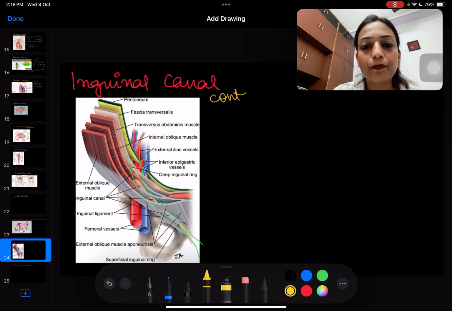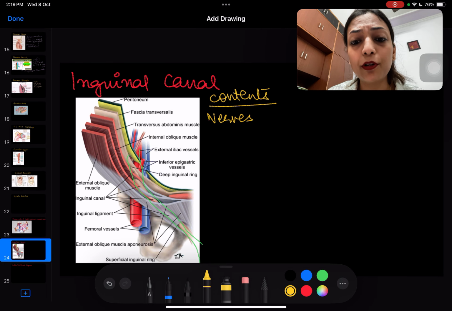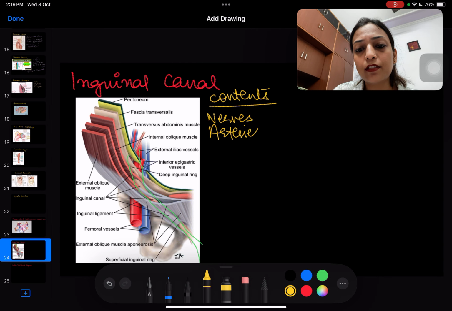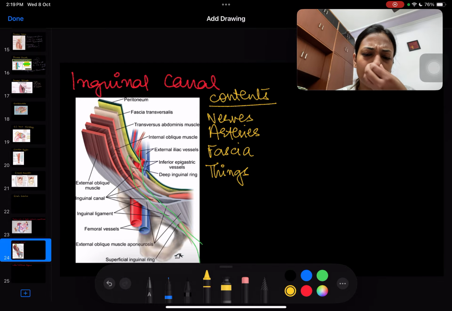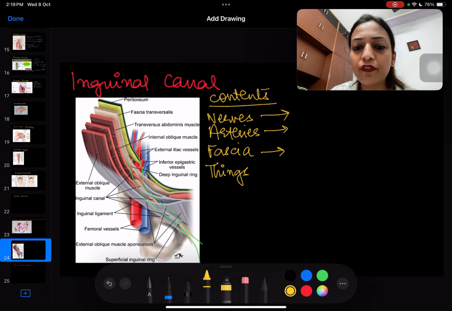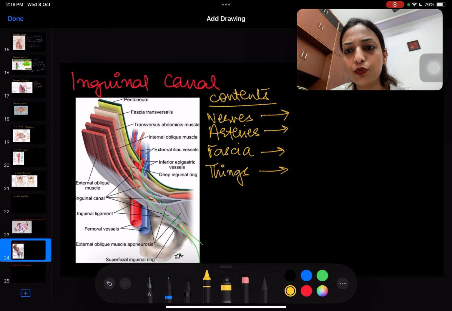Are you aware of the contents? It has nerves. You will have to remember this with me right now because I won't be able to write so much together. It has nerves, it has arteries, it has fascia, it has 3 other things, and that is all. So what are the nerves? 3 nerves, 3 arteries, 3 fascia, 3 other things. That is how we used to remember.